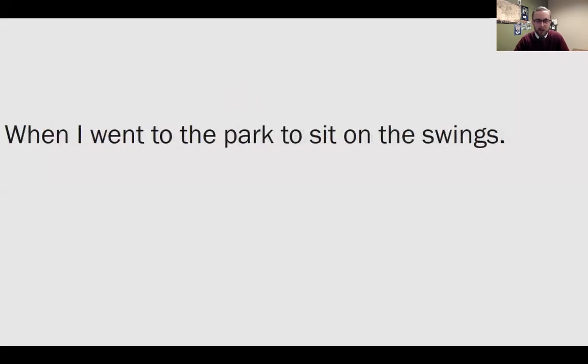When I went to the park to sit on the swings, think about, is this a fragment or a run-on? In this case, it is a fragment. It's a fragment because even though it has a subject, I, even though it has a predicate, went to the park to sit on swings, it is not expressing a complete thought. That when at the beginning is preventing it from expressing a complete thought. That when has a name. That is called a subordinating conjunction.